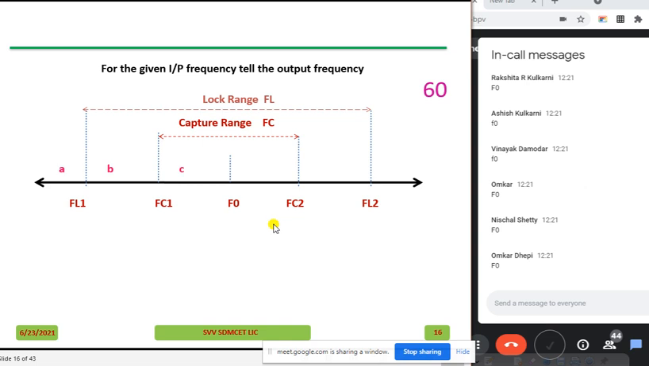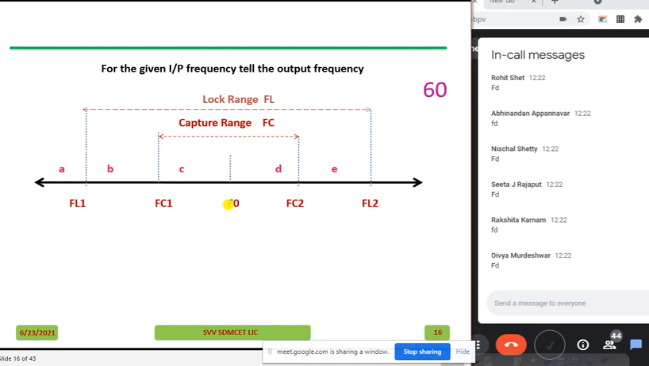So now let us take I am giving FC. Whether output will be F0 or FC now. After giving FC, FC lies in between FC1 and FC2, so now the output will be FC. Very good. Now I am changing it to some other frequency. Let us consider I am giving FD. When I give FD, what is the output frequency? FD. Very good.